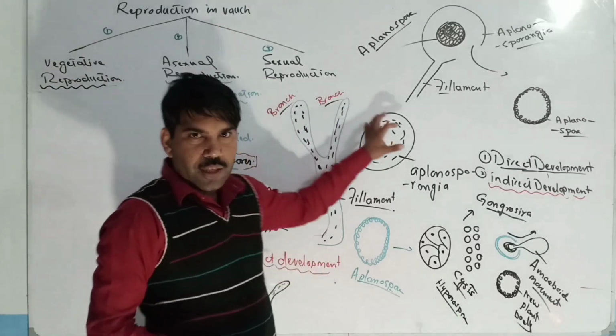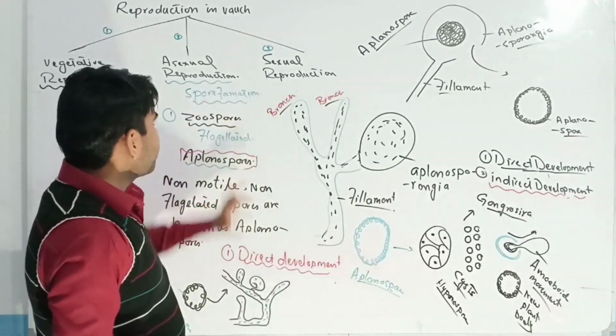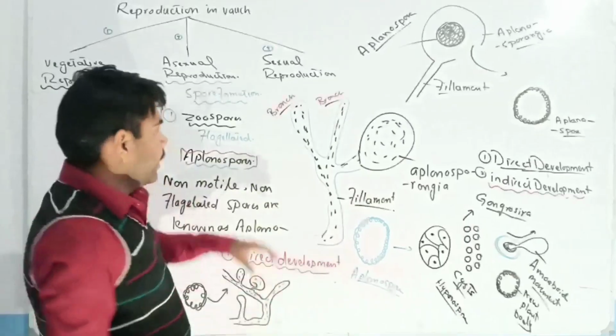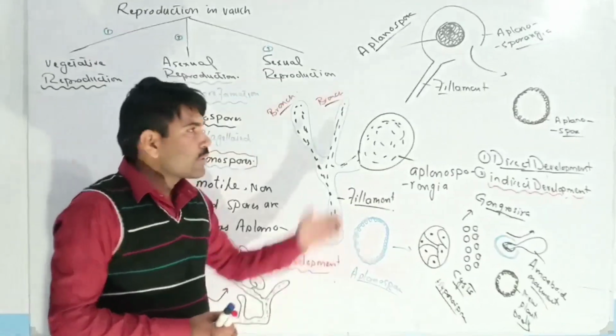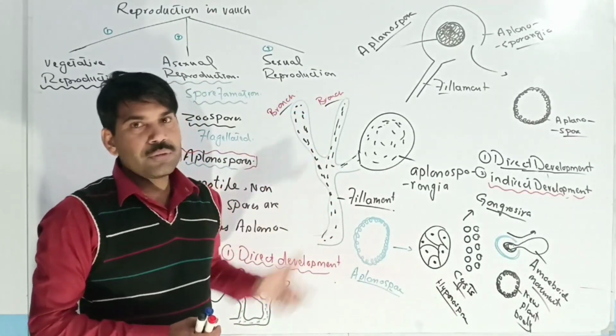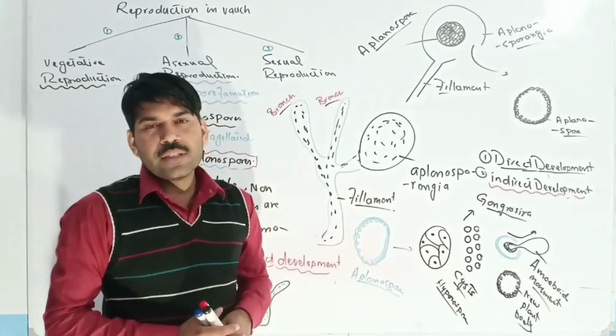So this was all about the aplanospore as well as zoospores. It means we have studied the asexual reproduction. But in the next lecture, we will study the sexual reproduction, how the sexual reproduction will occur in the alga known as Vaucheria.